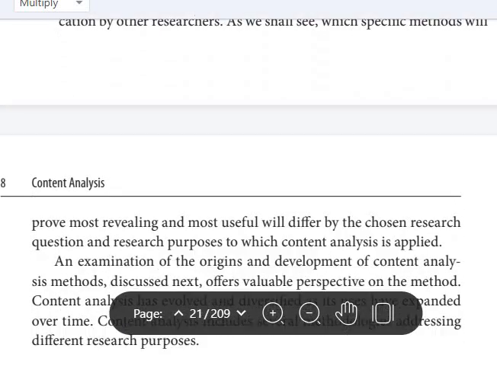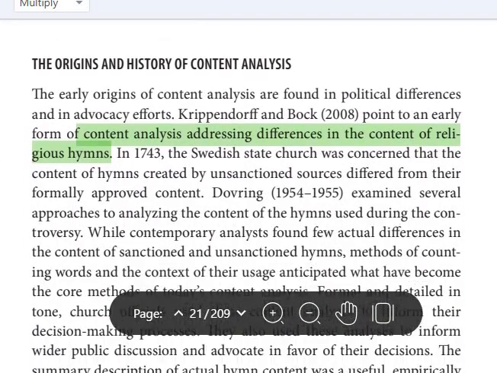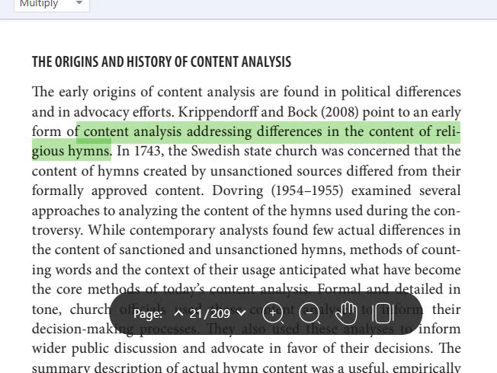The early origins of content analysis are found in political differences and in advocacy efforts. Krippendorf and Bach point to an early form of content analysis addressing differences in the content of religious hymns. So it originated from the hymns. How can that be? In 1743, the Swedish state church was concerned that the content of hymns created by unsanctioned sources differed from their formally approved content.